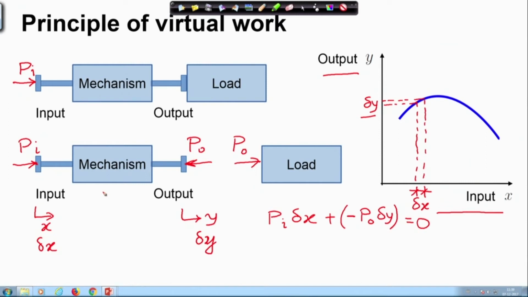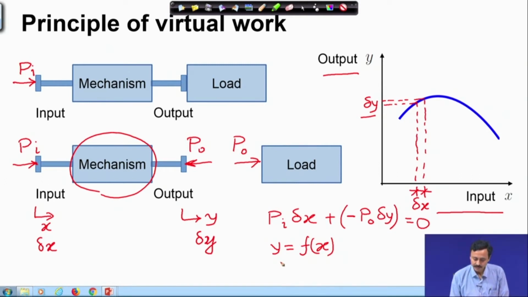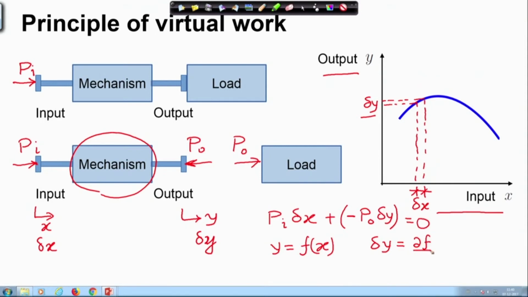I need not look at what is inside this mechanism. I just need to know now the relation between delta x and delta y, which I will know if I know y as a function of x. Let us say I know y as a function of x, which is given by the displacement relation of this mechanism, I can find out delta y as del f by del x times delta x. So, this is the displacement relation.